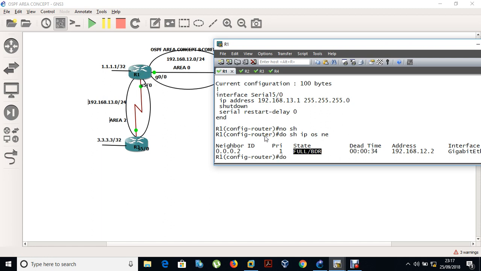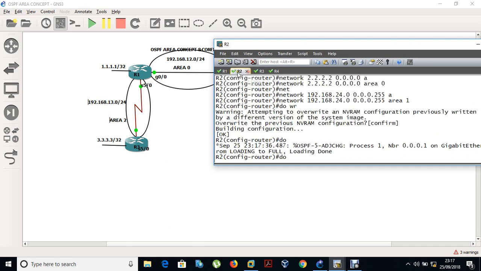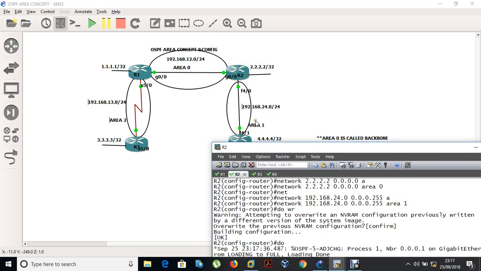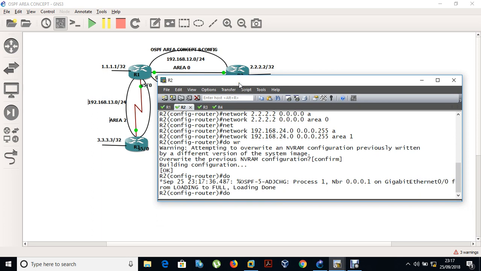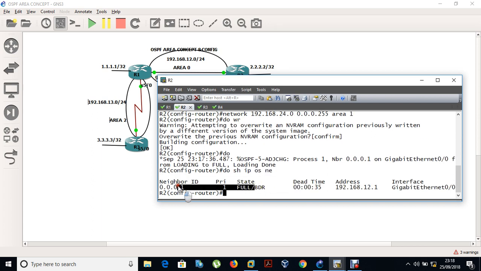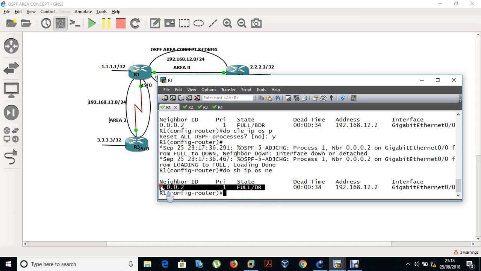So if I say do clear IP OSPF process, and you say yes, then R2 will become the DR for that segment, because this segment R2 must be a BDR, and this segment R4 must be a DR, and this segment R3 must be a DR. That's what we want to see. So now do show IP OSPF neighbors. We see now R1 is the BDR, and R2 is the DR. See, R2 now is the full DR.